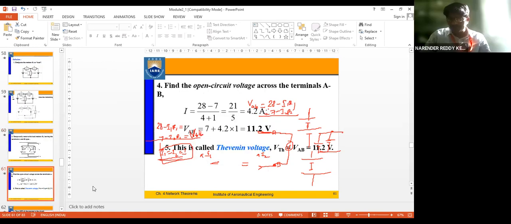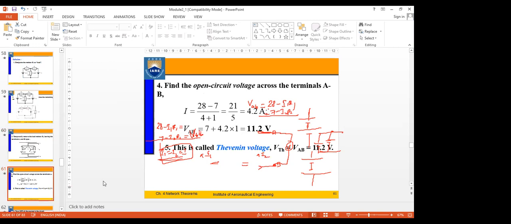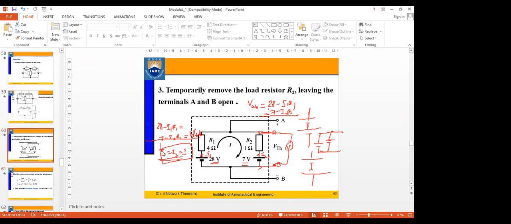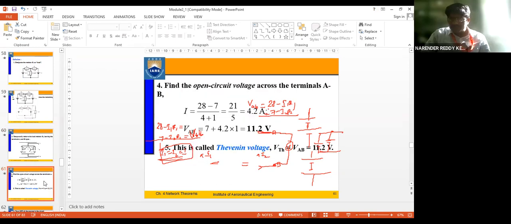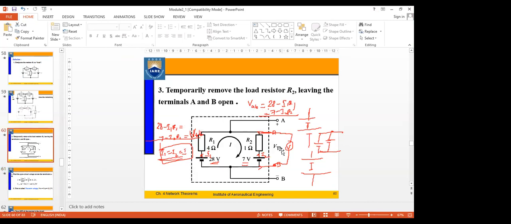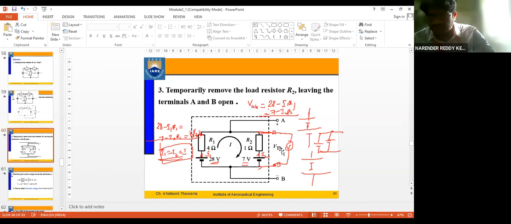If we substitute I1 is equal to I2 in the equation 28 minus 4I is equal to 7 minus I2, we'll get I1 is equal to 7 amperes. Therefore, I2 is equal to 7 amperes. Okay, let me clear this first.